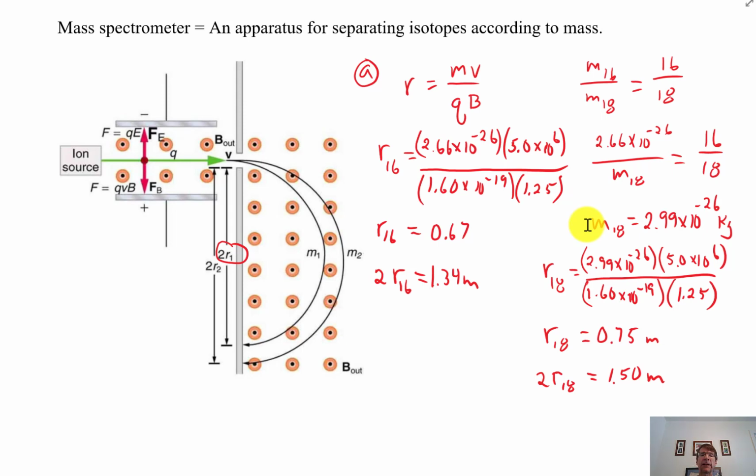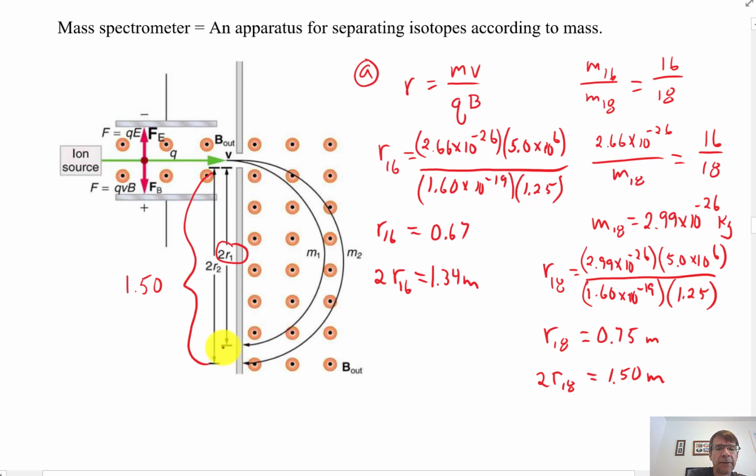Then you plug it into the same radius equation. All you've done is change the mass to 2.99 instead of 2.66. Multiply that all out, so the radius of the circle for the heavier isotope is bigger, and the diameter then is bigger, 1.50. So this distance right here is 1.50 meters. But we're looking for this distance right here, this little distance right there.